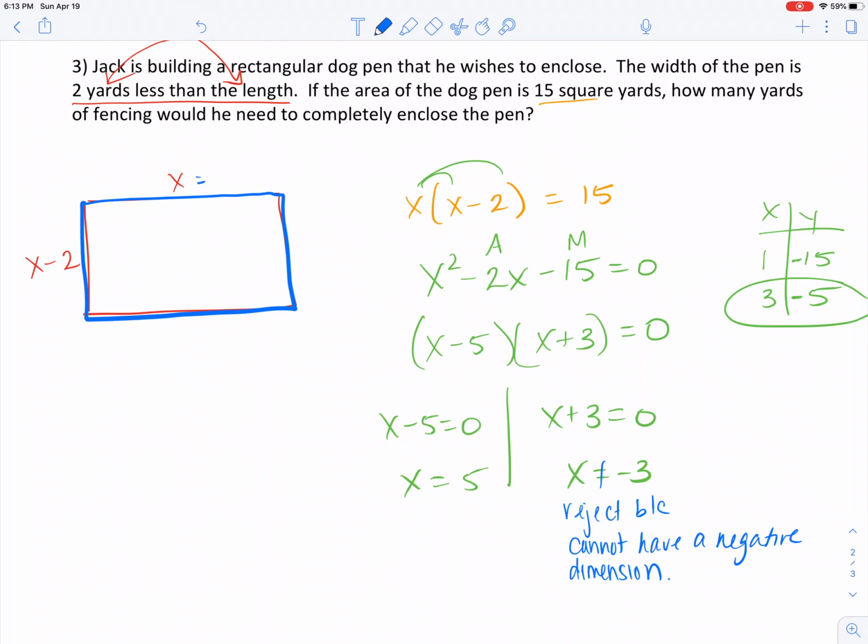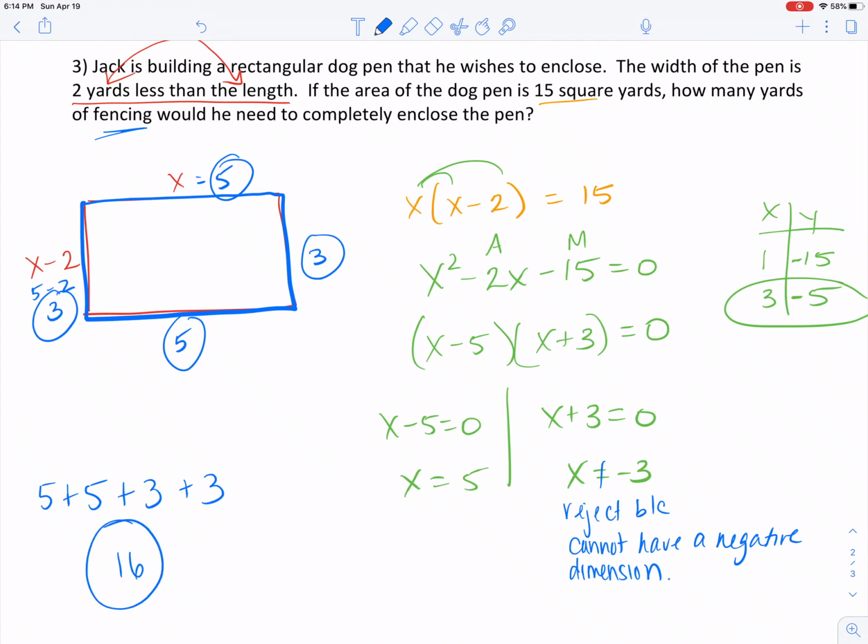So this side here would have 5 yards. So would this side. This side would have 5 minus 2, or 3 yards, and so would this. So I'm going to have to add the 3, the 3, the 5, and the 5 to get how much fencing, which is the perimeter. So that's going to be 5 plus 5 plus 3 plus 3, which is 16 as your final answer. So that's how they made this one a little trickier. Instead of asking for one dimension, they're asking how much fencing to go around the entire pen.